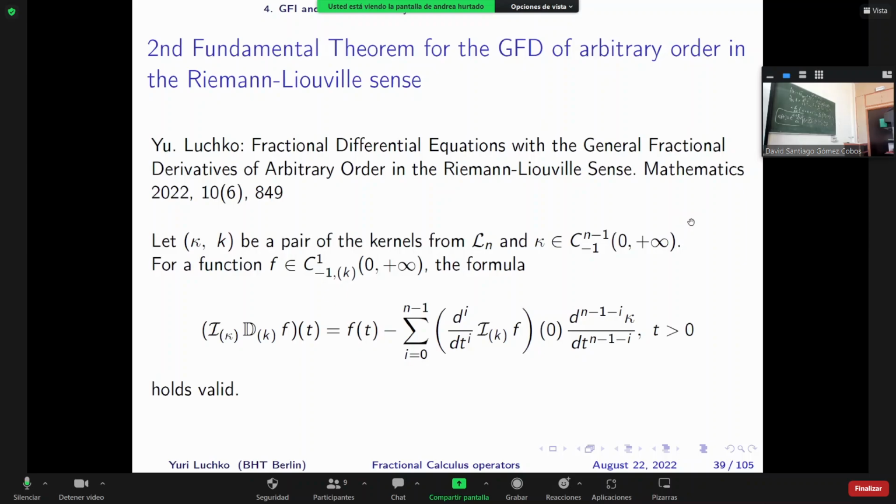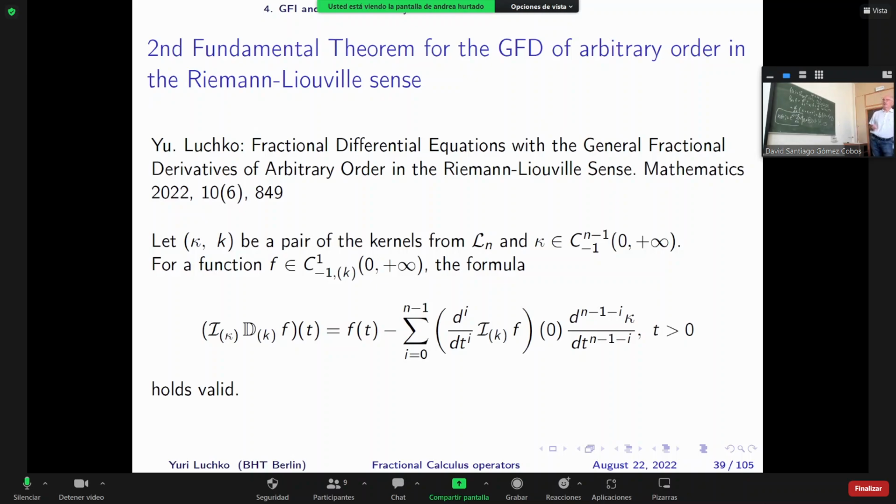In the case of the general fractional derivative of the Riemann-Liouville type of arbitrary order, the formula is a little bit complicated. So here we take again a pair of kernels from Ln, under the additional condition that the kernel kappa also belongs to the space c minus 1 and minus 1. And then for the functions whose fractional derivative with the kernel k belongs to the space c minus 1, the following formula is valid.